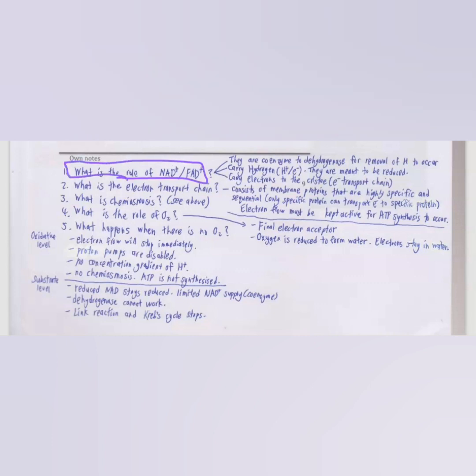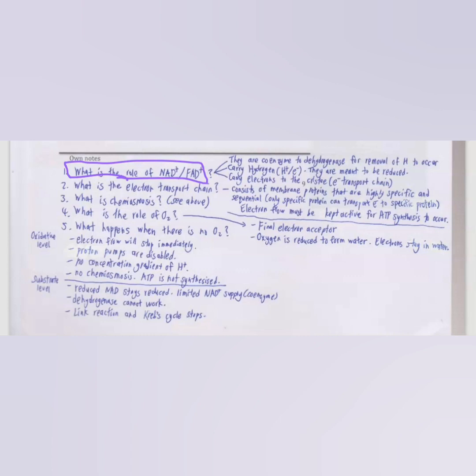Their role is very much clear, that they are carrying the protons from different stages of the aerobic respiration. So here are some of them listed. Number one, they act as coenzymes to dehydrogenase, the removal of protons from different stages of the aerobic respiration, and they are carrying the protons and electrons as they combine with protons. So electrons also combine with it, and they form reduced NAD and reduced FAD. So they are meant to be reduced, right?